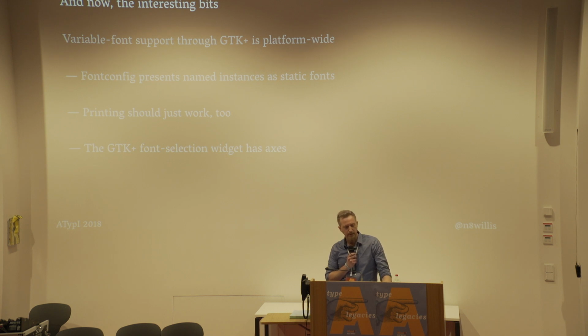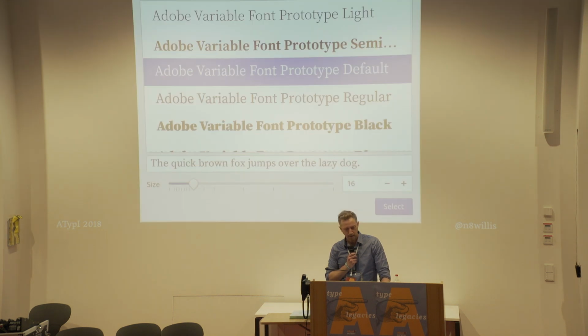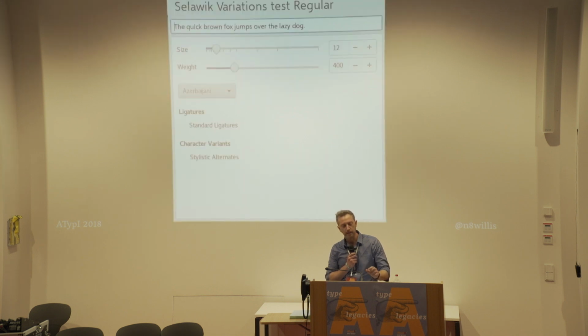And for users, what you're going to see is the font selection widget. And this is what it looks like if you just ask for the old version. You'll see those named instances as if they were real fonts on the system, but if you request in the code the fancy version, you get that little gear icon that gives you details, and you can access the sliders that way.